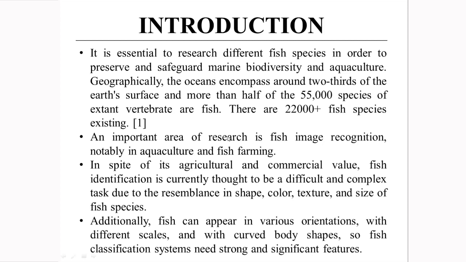Okay, sir. An important area of research is fish image recognition, notably in aquaculture and fish farming. In spite of its agricultural and commercial value, fish identification is currently thought to be a difficult and complex task due to resemblance in shape, color, texture, and size of fish species. Additionally, fish can appear in various orientations with different scales and with different body shapes. So fish classification systems need strong and significant features.